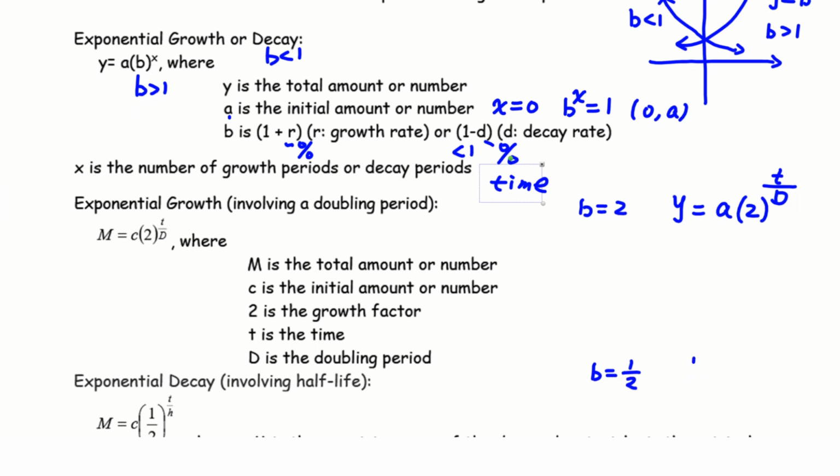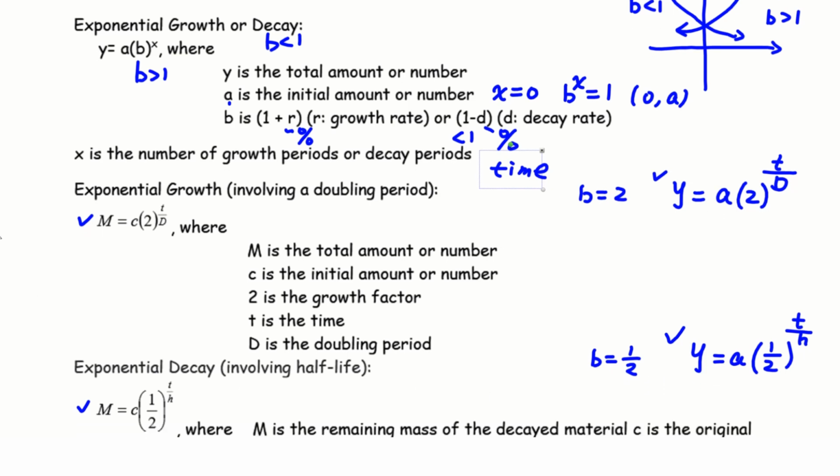We call it involving half-life. So y equals, from the general form, the base changes to 1 over 2, then the time is counted by half-life. So you don't have to memorize these two formulas. These are just the same as y equals a times 2 to the exponent t divided by d, or a times 1 over 2 to the exponent t divided by h. They are equivalent, just in different format.